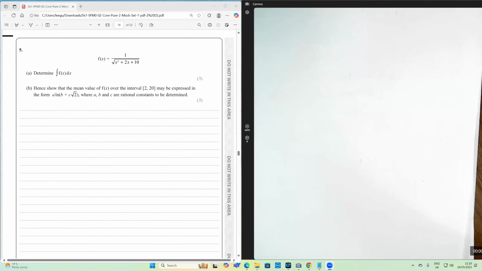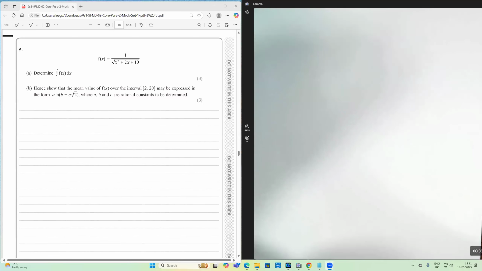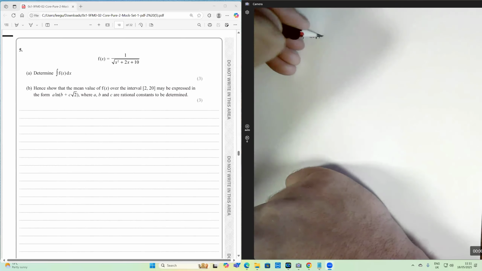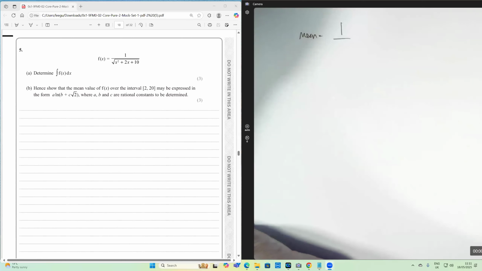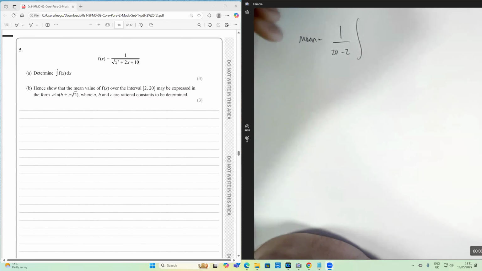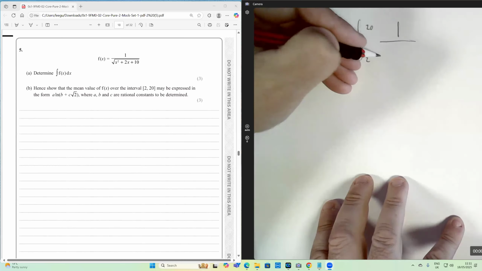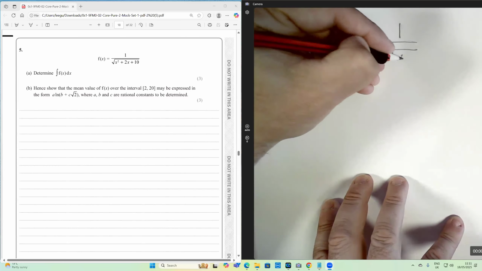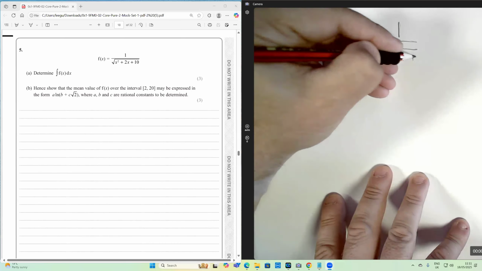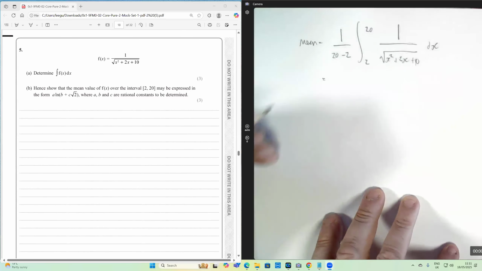What we're going to be doing here is using the formula for the mean value of a function, which is 1 over b minus a times the integral of our function. Our b in this case is 20, and our a is 2. So it's the integral of that function between 2 and 20 of 1 over the square root of x squared add 2x plus 10 dx, which is the result that we worked out earlier on.